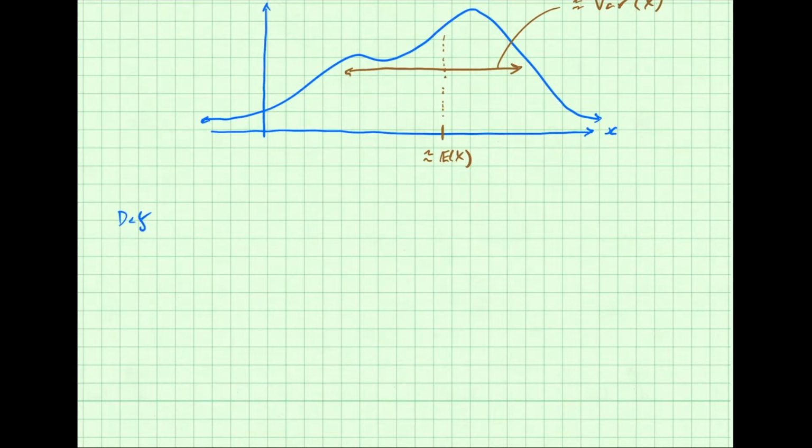So we're going to just define variance. So let's let X be a random variable. And let's suppose that it has a finite expected value.